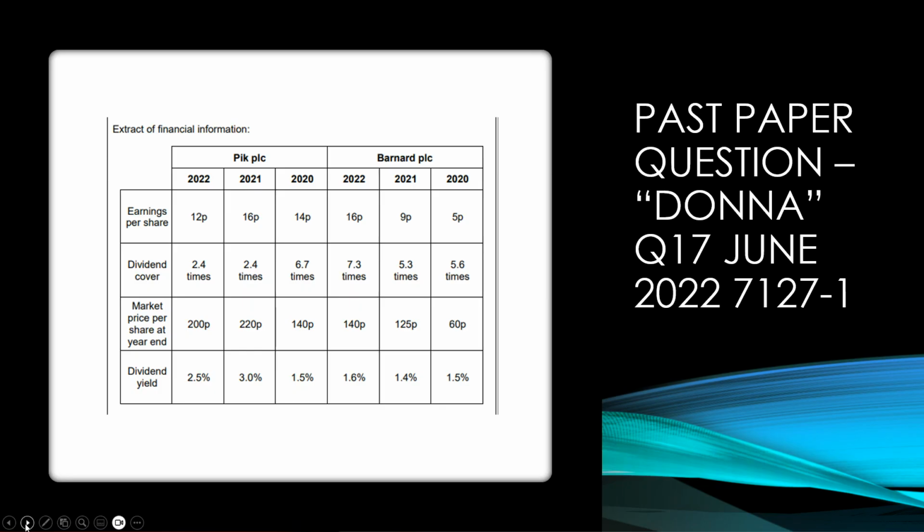£1.40. Dividend yield, PIC PLC 1.5% in 2020, but that's when their dividend cover was 6.7 times, so they were only paying out 1/7 of their profits roughly as dividends.